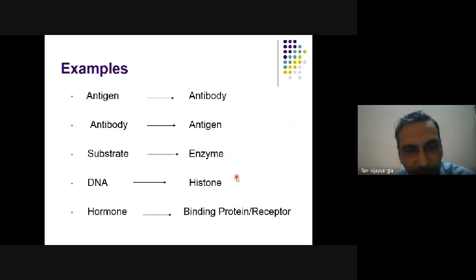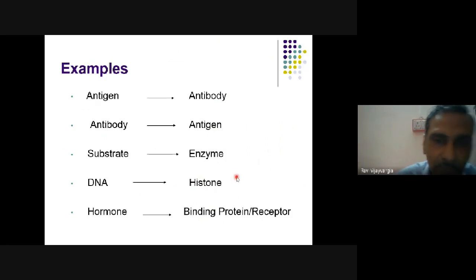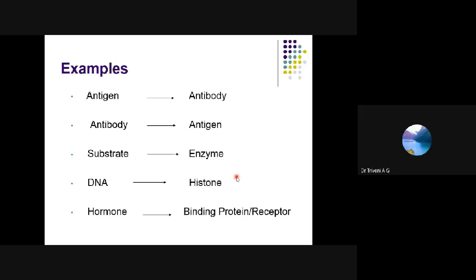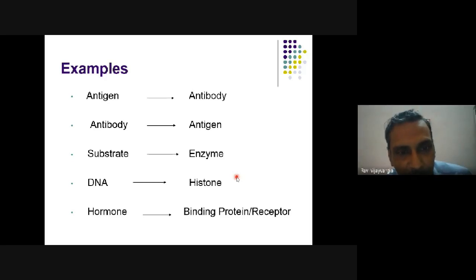What is histone? Histones are proteins on which DNA is wrapped around in the nucleosome conformation. So histone proteins have very high affinity for DNA. Similarly, we have hormone and the receptor. So these are all examples of natural biological affinities, and all this can be utilized for affinity purification.